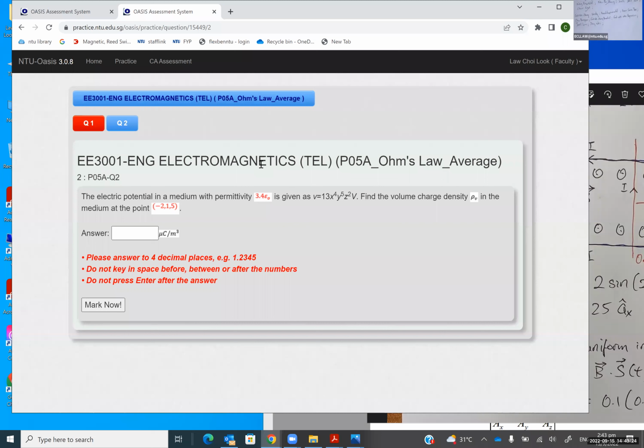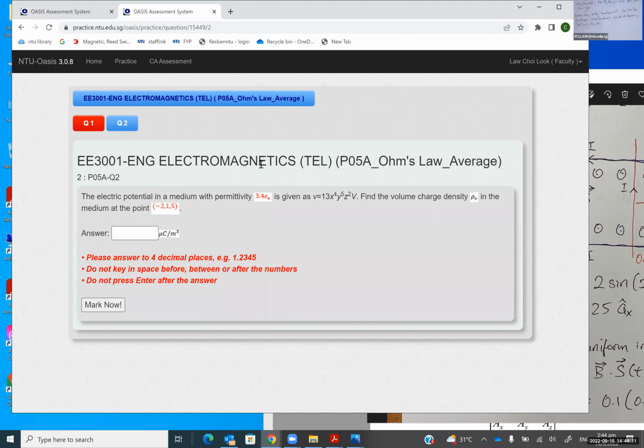Electric potential in a medium with permittivity 3.4 epsilon naught. In other words, the epsilon R value is 3.4, right? So the electric potential is given by the equation V equal to 13 x to the power 4, y to the power 5, z squared, volts. That V is in volts. So the electric potential is dependent on the X, Y, and Z values. Find the volume charge density rho V in the medium at the point X equal to -2, Y equal to 1, Z equal to 5.